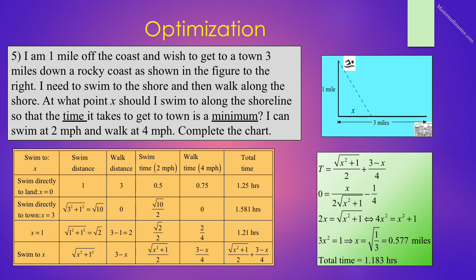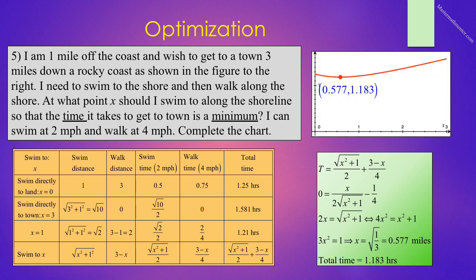So our total time is 1.183 hours, which is just slightly less than the 1.21 hours we calculated when x was 1. There is a maximum time, and that is 1.581 hours, when our walking distance is 0 and we are swimming directly to town.